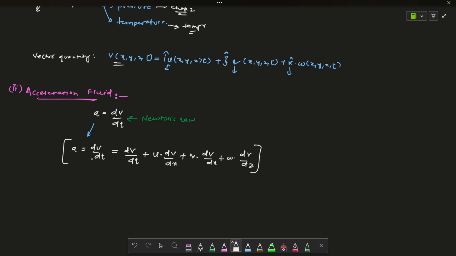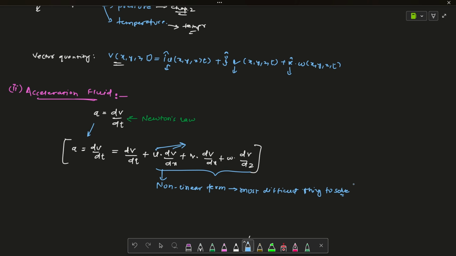Okay, so these three terms are non-linear, right? u and the other two velocity terms are multiplied by themselves, so it's a non-linear term, and this is the most difficult thing to solve. That's why the Navier-Stokes equation, with all these non-linear terms, is very tedious to solve.